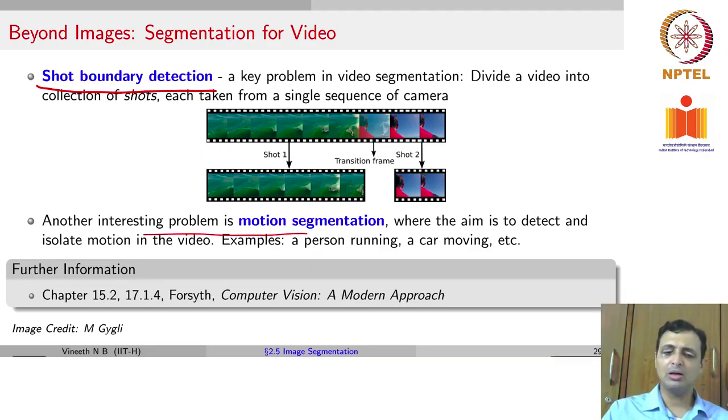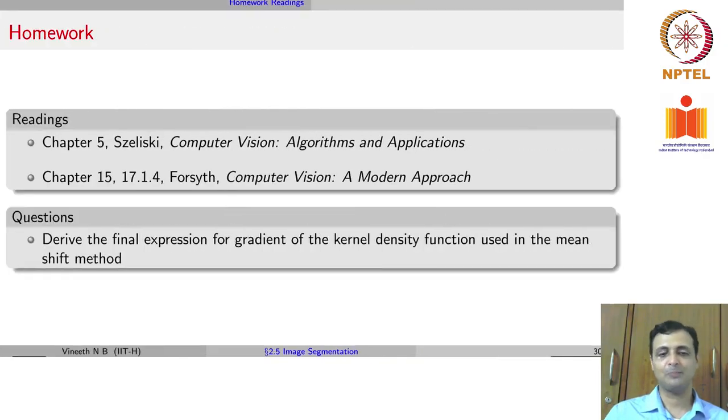So that's an important task in video segmentation. Another important task with videos is what is known as motion segmentation, where you may want to isolate the motion in the video of an object. So you could be wanting to isolate a person running. For example, there's a football game and you want to track a person moving with the ball from one end of the field to the other end of the field, or you may want to track a car, and so forth. So for further information on this, please look at chapters 15 and 17 of the David Forsyth book in the references for this course.